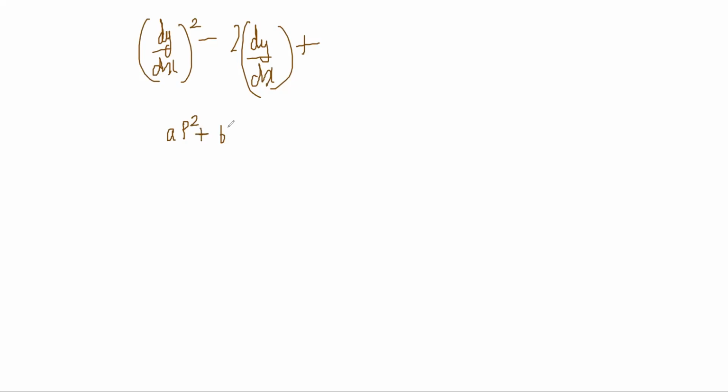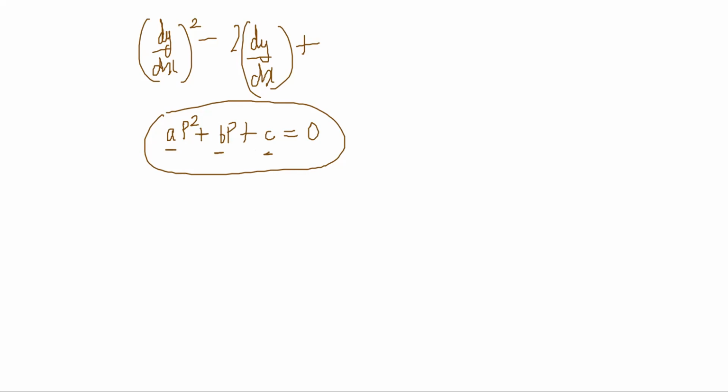If you have a quadratic like this, some function, so basically you have a quadratic in the derivative, write the derivative as some p, a p square plus b p plus c. A, B, C could be functions, complicated functions. It could be anything. It could be numbers also.